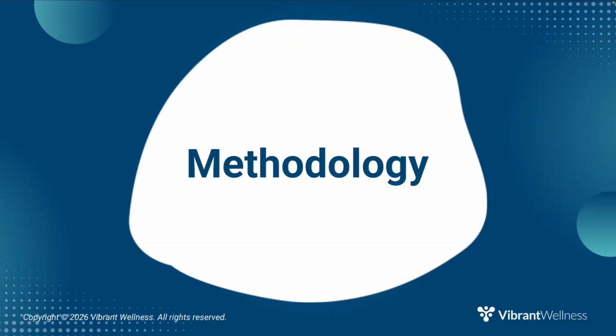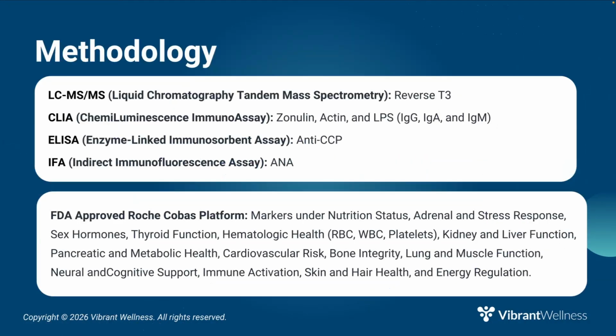Now let's talk about methodology. The Foundation Zoomer uses liquid chromatography tandem mass spectrometry, or LC-MS/MS, for detecting reverse T3. The Foundation Zoomer uses multiplex chemiluminescent immunoassay, aka CLIA methodology, to measure immune reactivity to the gut barrier integrity antigens zonulin, actin, and LPS. This is a semi-quantitative assay that detects IgG, IgA, and IgM antibodies in human serum.